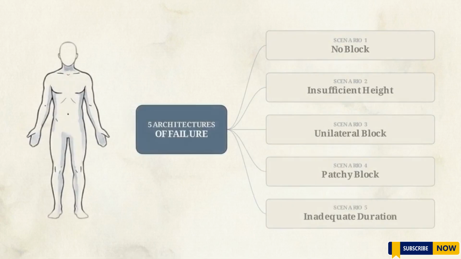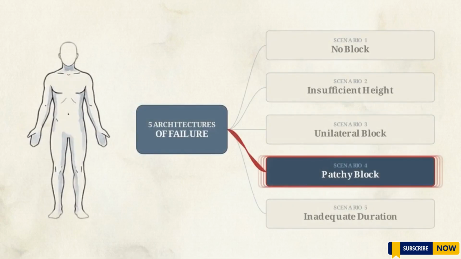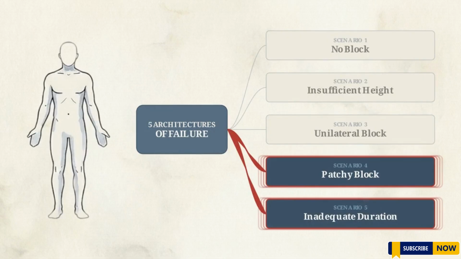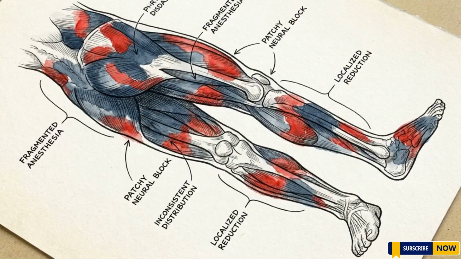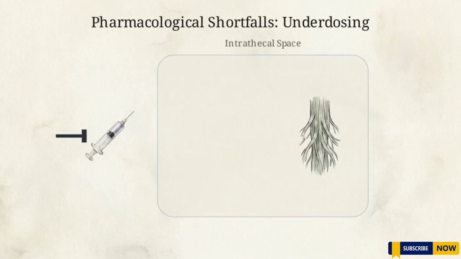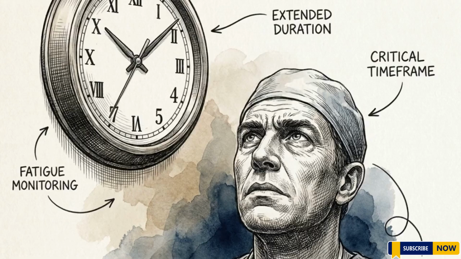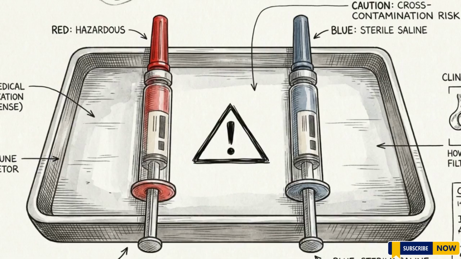The final two architectures of failure are Scenario 4, the patchy block, and Scenario 5, inadequate duration. A patchy block describes an inconsistent blockade presenting with highly variable sensory and motor effects, even when the anesthetic initially appeared to spread adequately. The mechanics behind a patchy block typically come down to the administration of an insufficient dose of the drug, or the solution failing to fully reach the target area. Inadequate duration can result from the surgical procedure outlasting the anticipated timeframe, or from a syringe swap error, where a short-acting agent like lidocaine is accidentally injected instead of the intended bupivacaine.